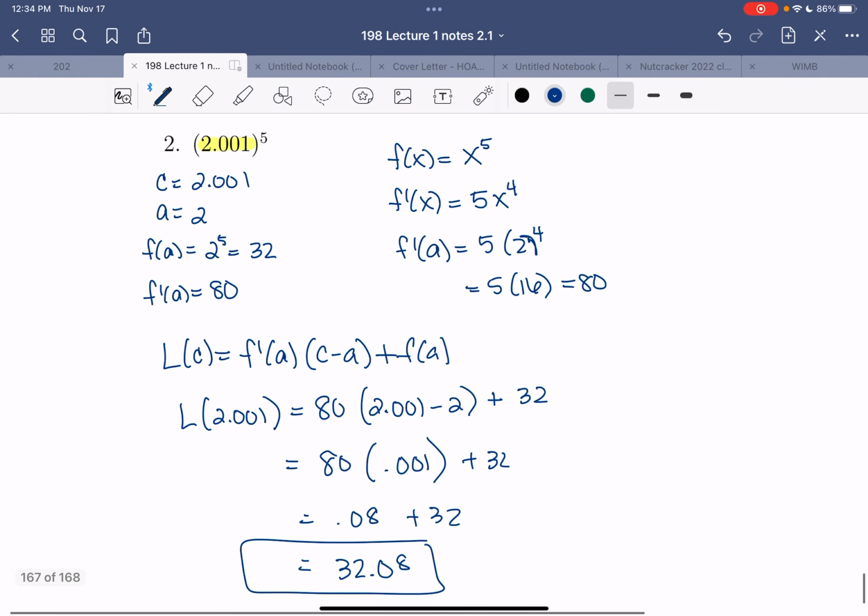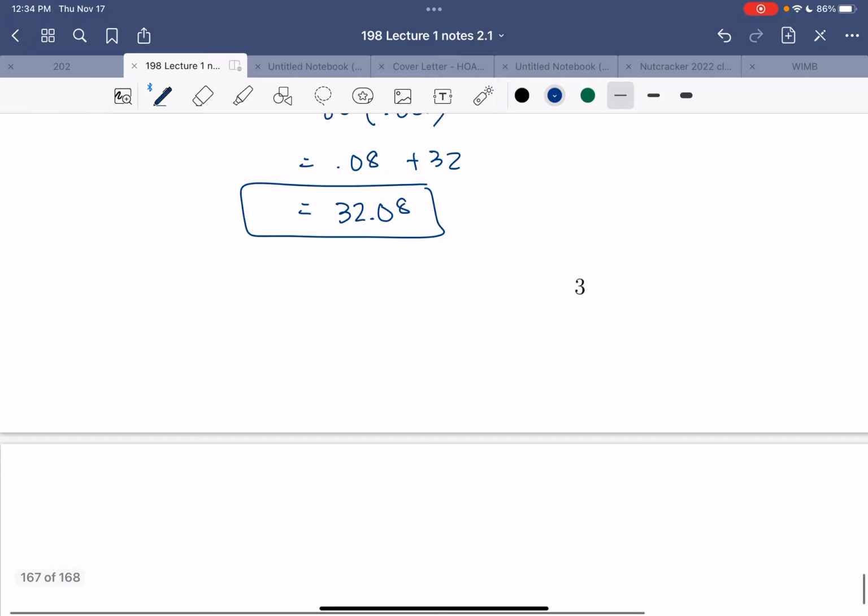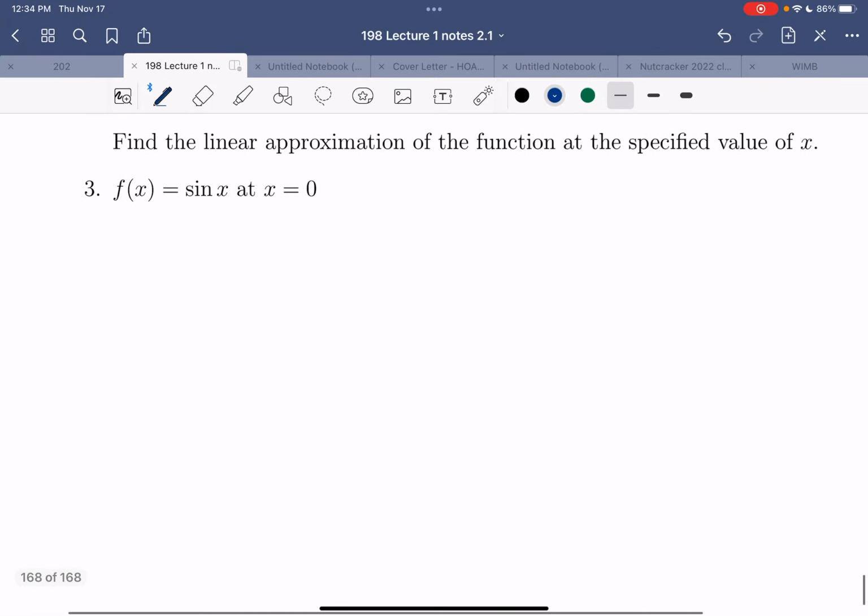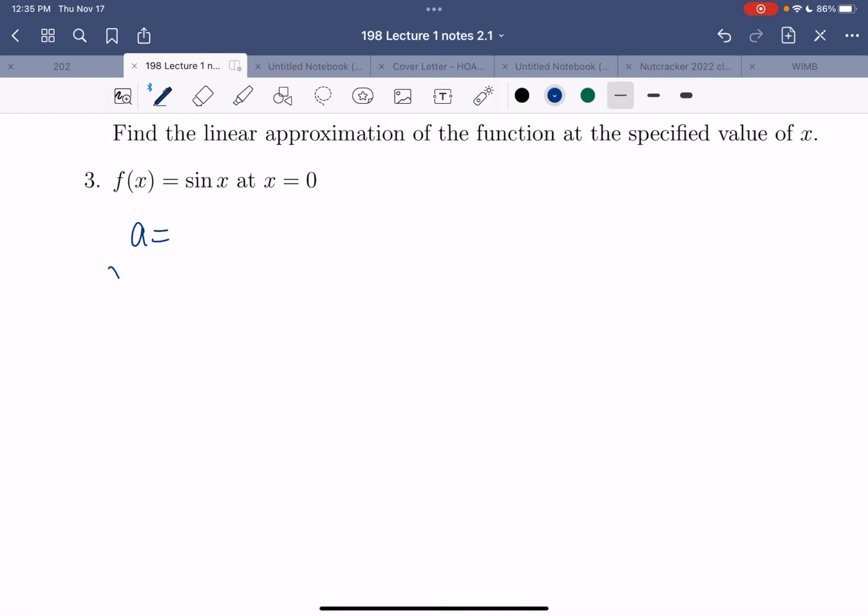Those will go similarly every single time. Other types of things that I can ask you is to find the linear approximation of the function at a specified value. In this case, I don't have a C, and my answer is going to be a function, L of x, in terms of x. So that means that I need all the other three: an A, an F of A, and an F prime of A.